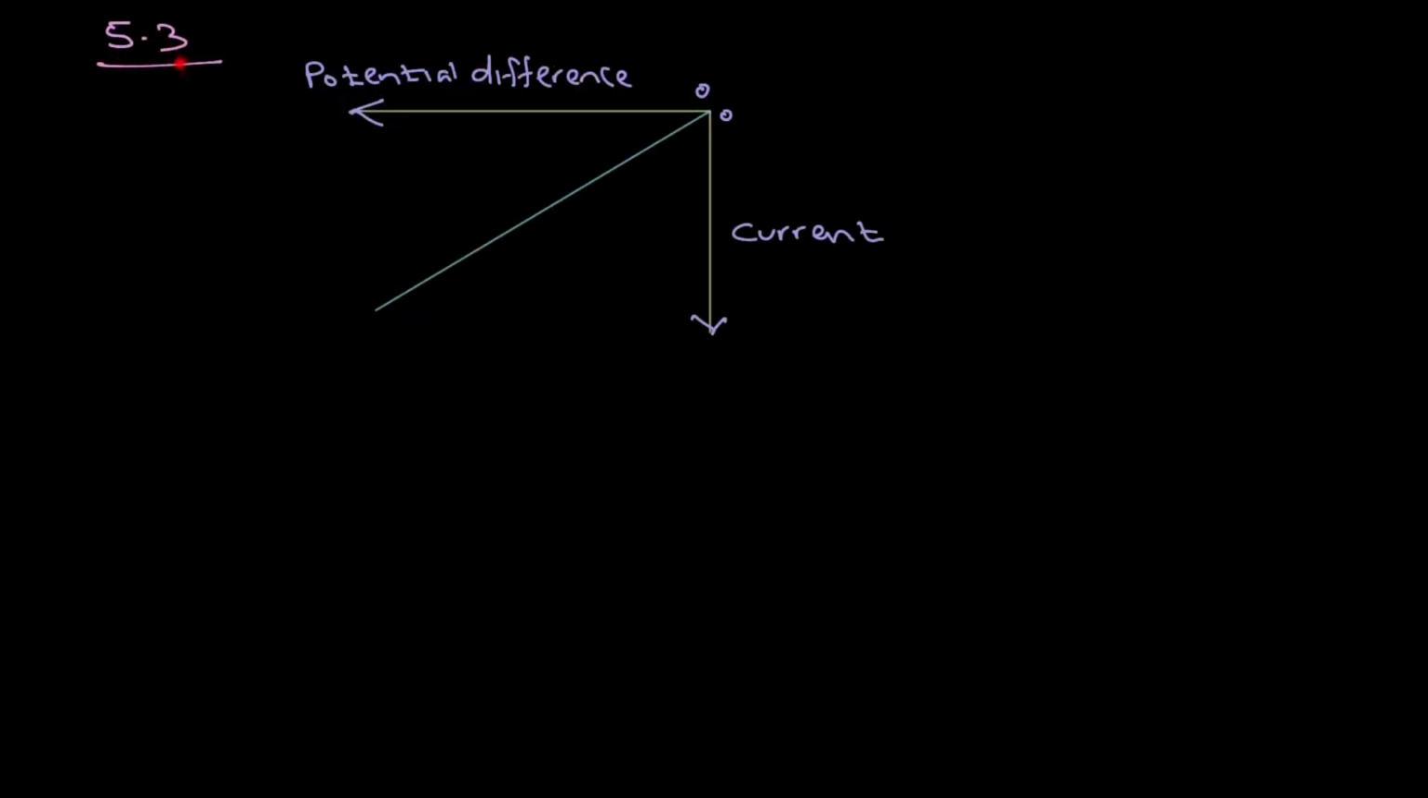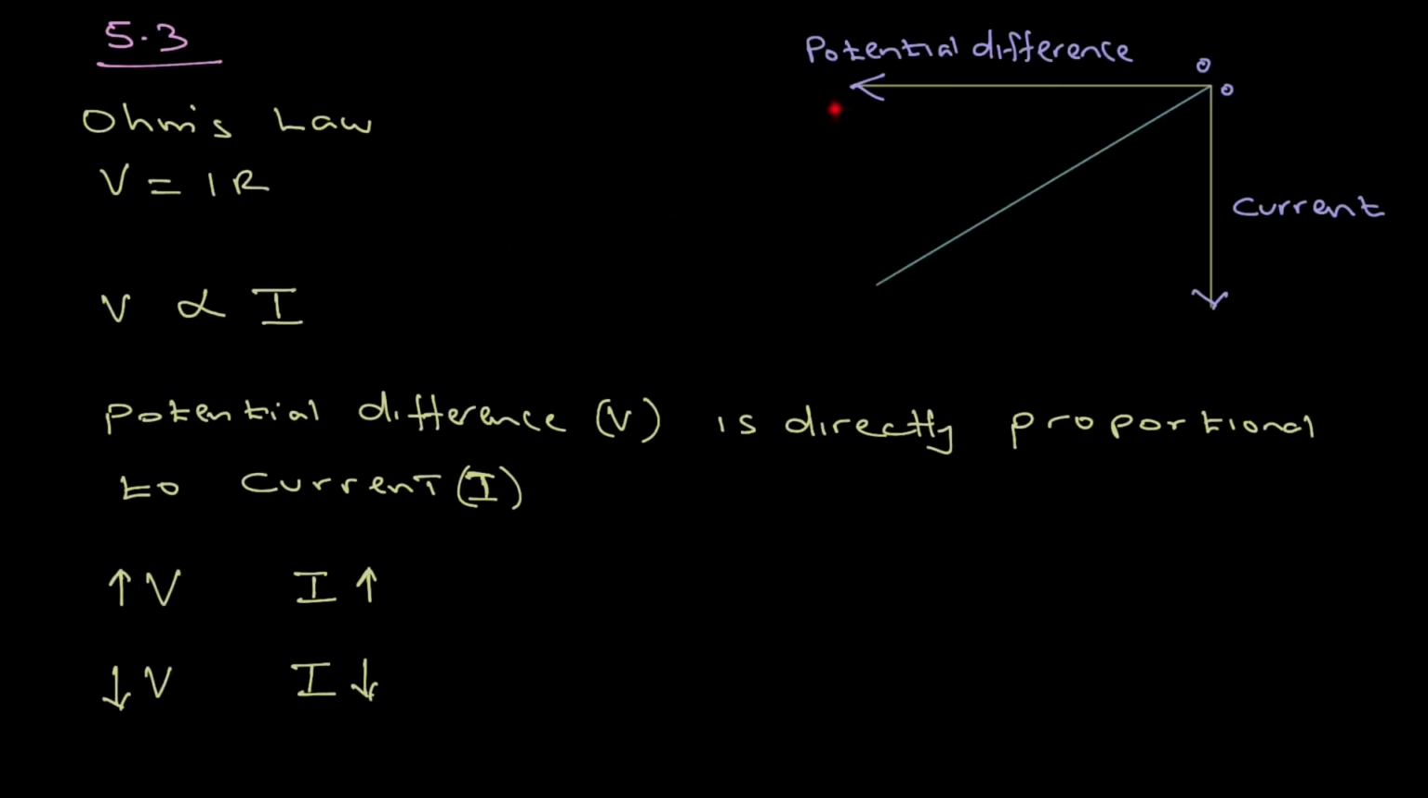Question 5.3. What relationship does this diagram show? Well, the diagram here is showing a relationship between two variables, the potential difference and current, and this relationship is going through the origin. That's the origin, and therefore it's what we call Ohm's law, where V is equal to IR.